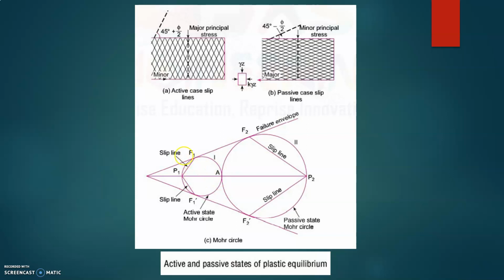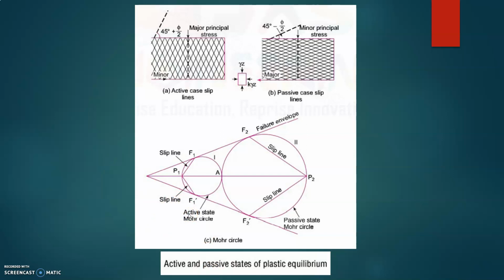Here, P1 corresponds to the minor principal stress and A corresponds to the major principal stress. The circle touches the failure envelope at F1 and F1 dash. Hence P1F1 and P1F1 dash show the directions of the failure planes or slip lines. These slip lines have also been shown in the figure.